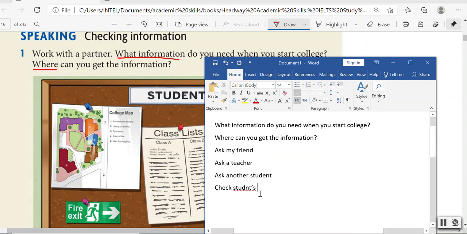Okay, sorry, students. Students' information table.